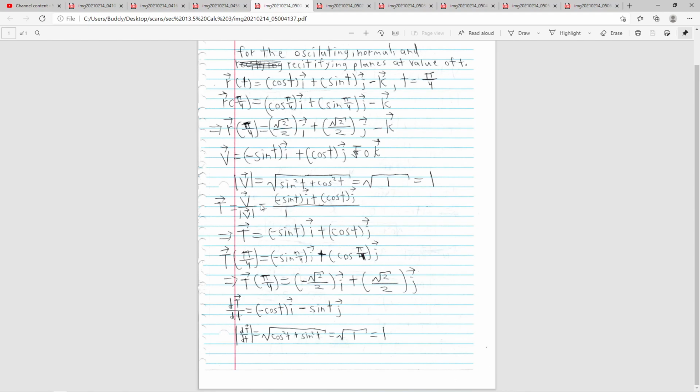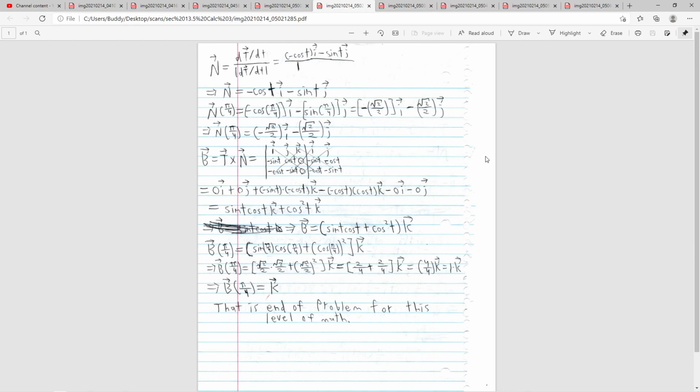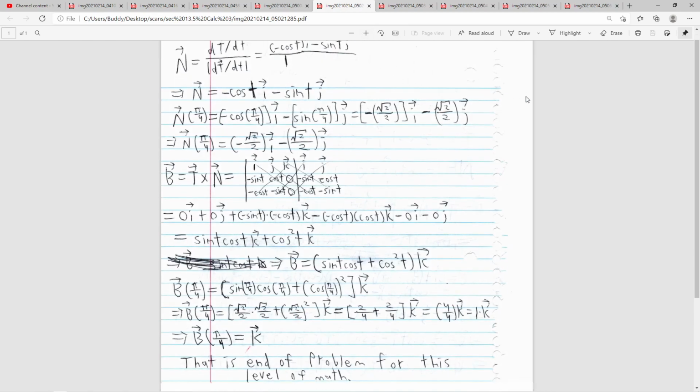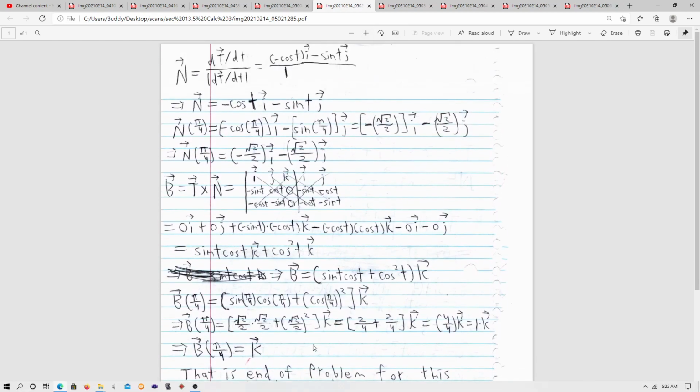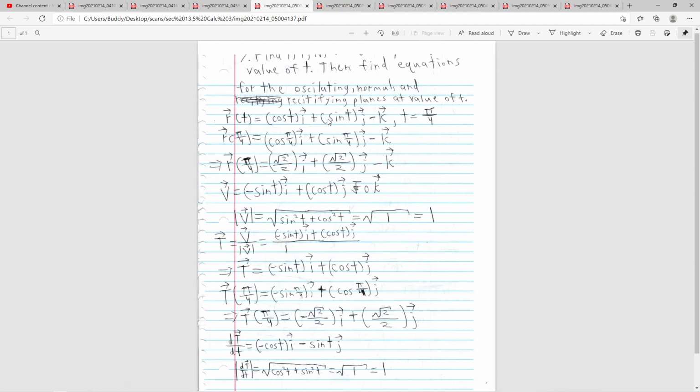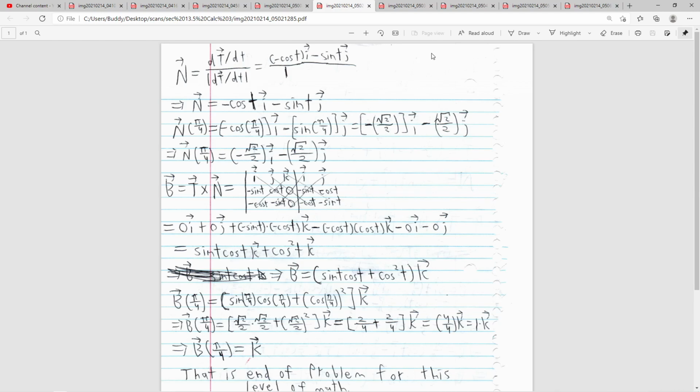The derivative of T in general is negative cosine t i minus sine t j, and the magnitude is 1. I'm going to end it with calculating B and N. So N is equal to this: negative cosine t i minus sine t j. And at pi fourths, it's negative square root of 2 over 2 i minus square root of 2 over 2 j.